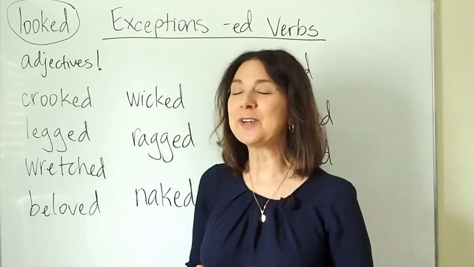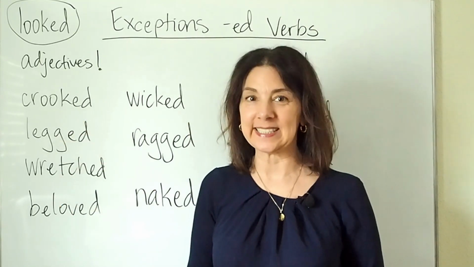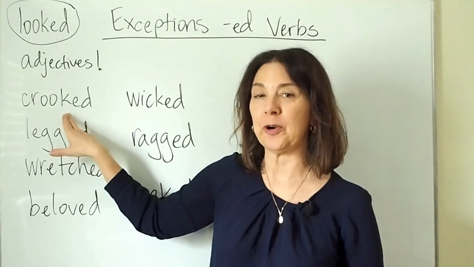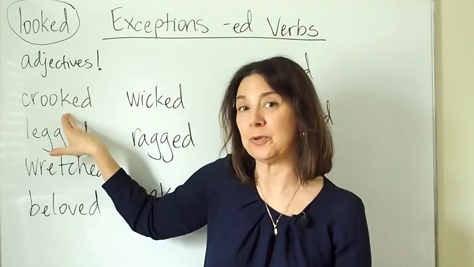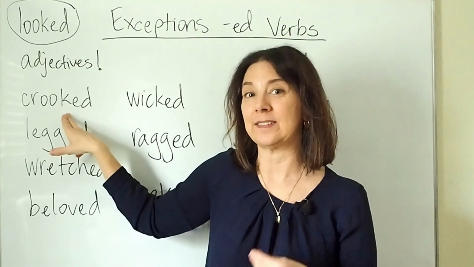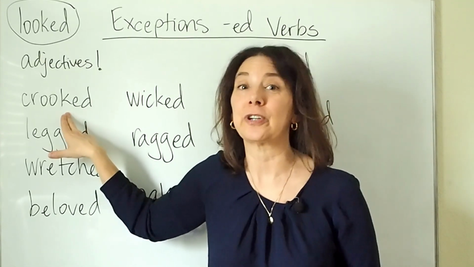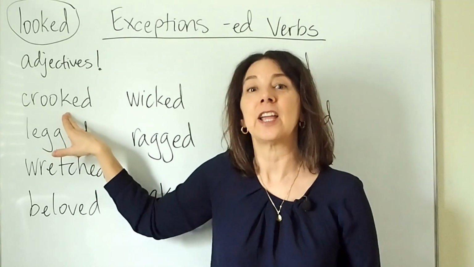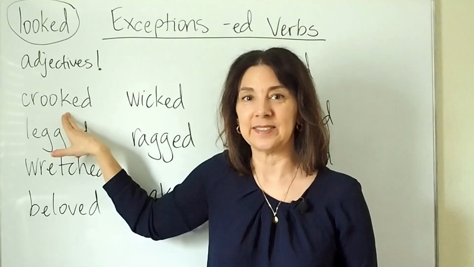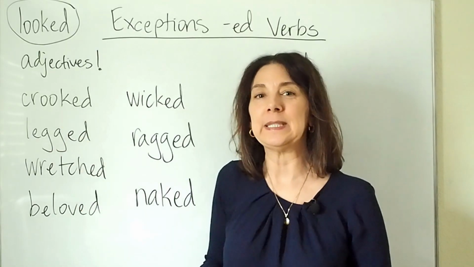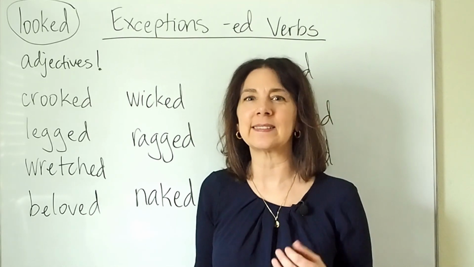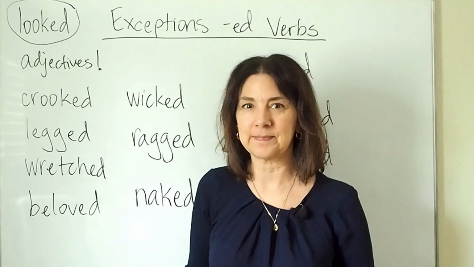Okay, the first one is crooked. Now notice what happens. If this were a verb and if it followed the rule for regular past tense verbs, we would say crooked. But we don't say crooked, we say crooked. Wilden was crooked. He was always crooked. Crooked means that something is not straight, or it can be a person who has questionable ethics.